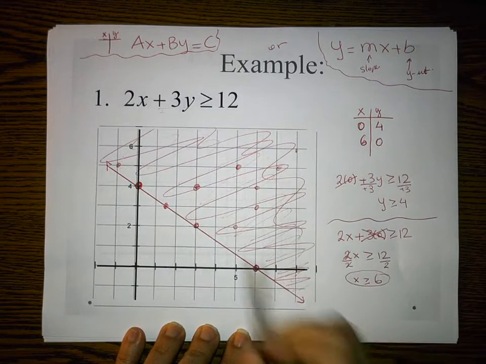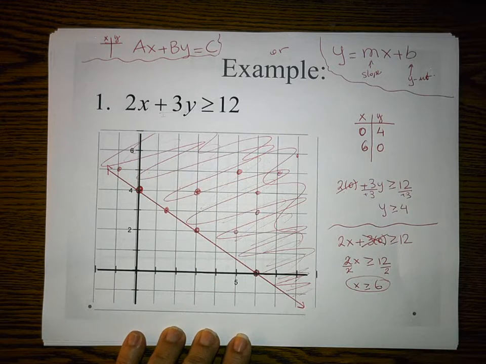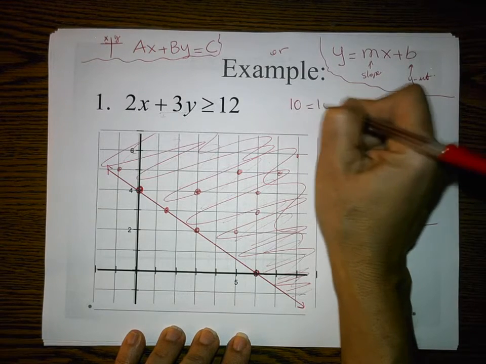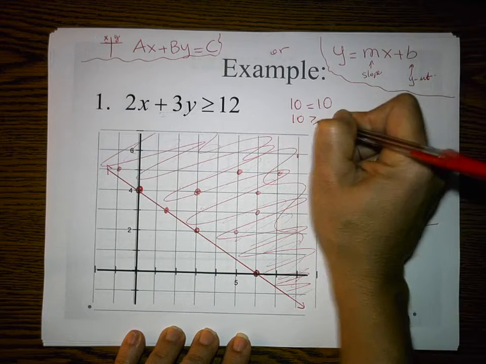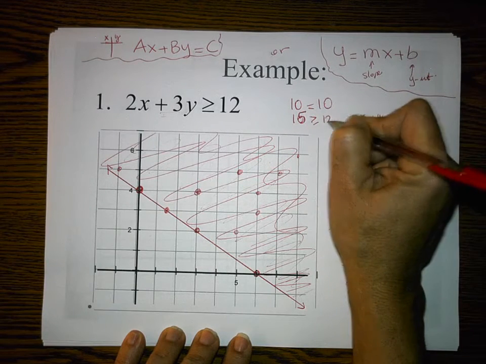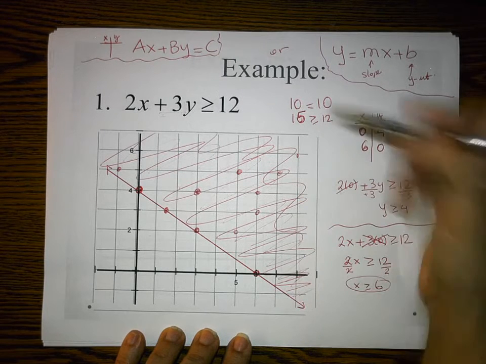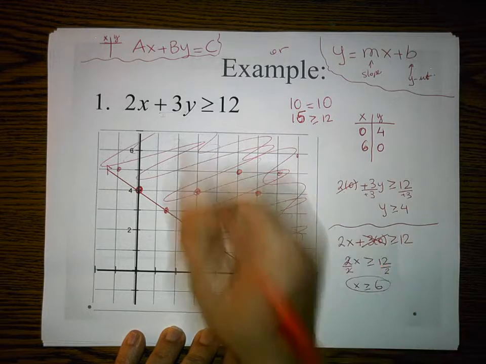That means that if I plug in that point in my equation, it will give me a true statement. And true statements are something like 10 equals 10. That's a true statement. Or 10 is greater, well, let's do 15. 15 is greater or equal to 12. It is greater. It's not equal, but it is greater. So it will give you true statements. If you pick any point in here, it will give you a true statement.